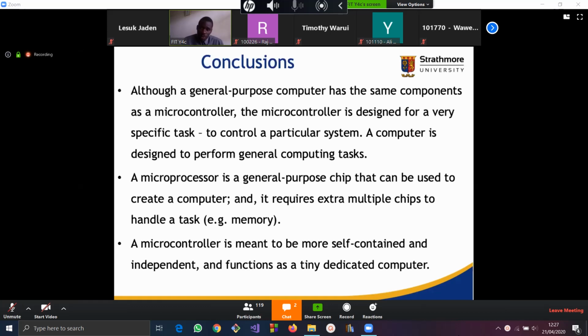Then a microprocessor. It's difficult for it to exist on its own. It has to be attached to a computer or something else. But a microcontroller can exist on its own and perform a specific task. A microprocessor, not really. It needs to be either inside a computer or maybe a device. So those are the conclusions, the takeaways.